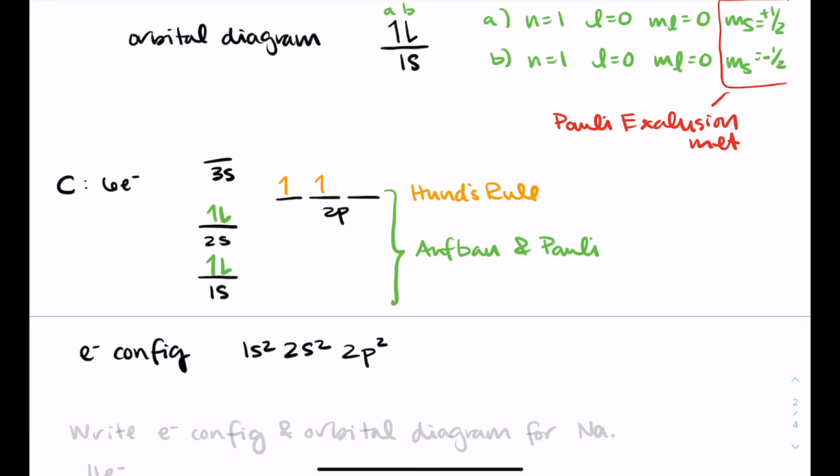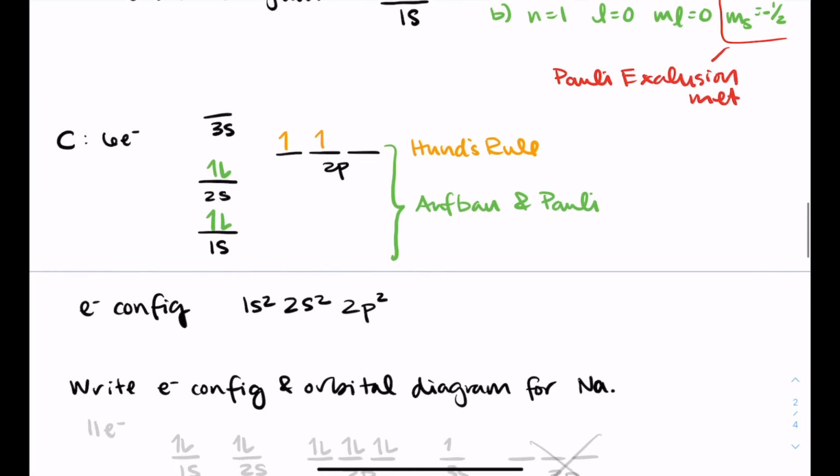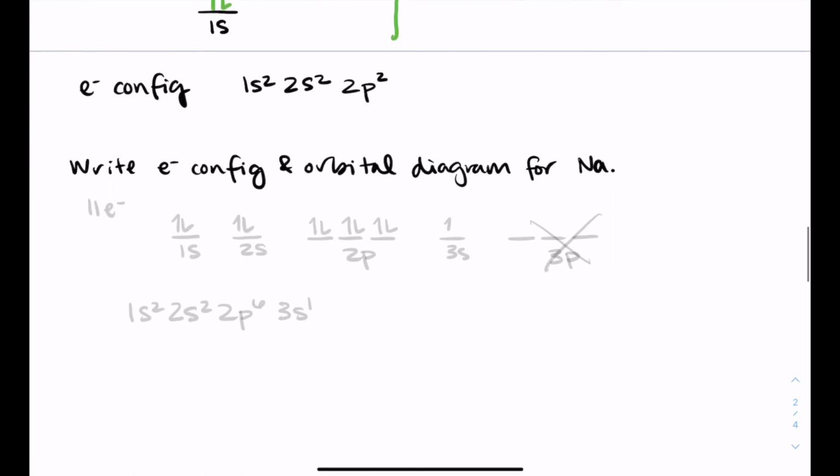Let's do a bigger example again together. We're going to write the electron configuration and orbital diagram for sodium. So find sodium on the periodic table. It has 11 electrons. I am going to start by just writing out the orbitals in order. And I will probably end up one short, or a couple too many. You can always erase them. You can always add as you're going.